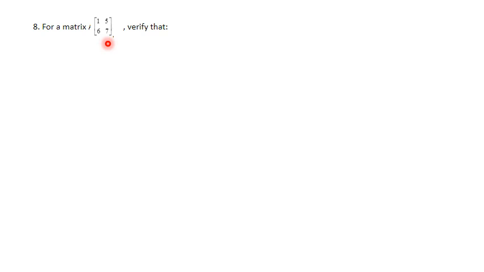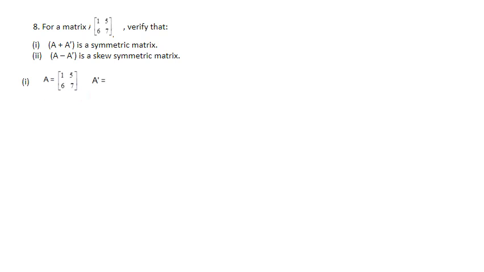For a matrix A is equal to 1 5 6 7, verify that A plus A transpose is a symmetric matrix and A minus A transpose is a skew-symmetric matrix. Simple. Just we have to take the given matrix A is equal to 1 5 6 7. Then we have to go for A transpose, that is equal to first row 1 5 will come here as the column, 6 7 will come here as the column. So A and A transpose is ready here. Just calculate A plus A transpose. A matrix is here plus A transpose is here. Just add the individual term, it means corresponding terms. When you add, matrix addition is there.